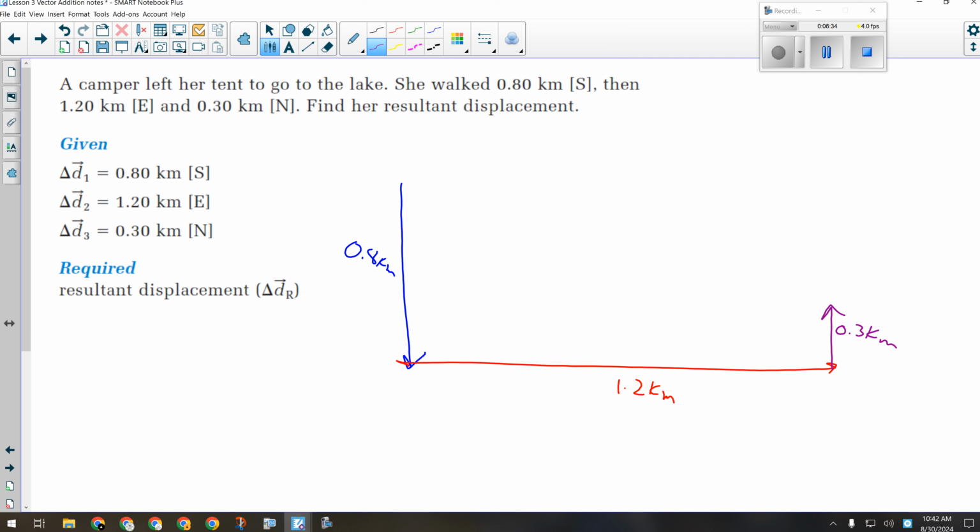Okay, I think my scale's okay there, right? That 0.3 could maybe be a little longer or the 0.8 a little shorter, but it generally gets the point across. Okay, so that's what she did. They want her total displacement. Where would I draw a line that represents her total displacement?